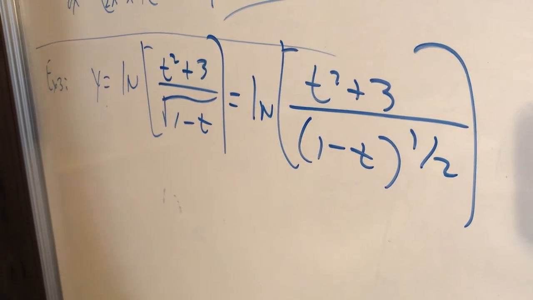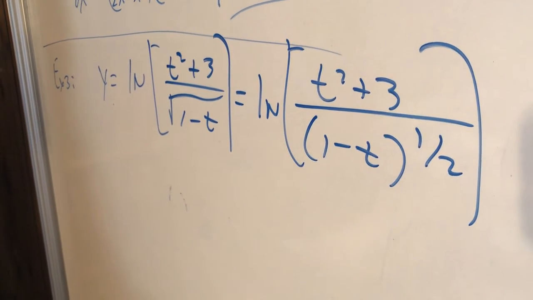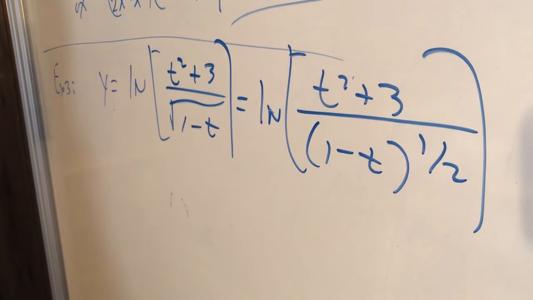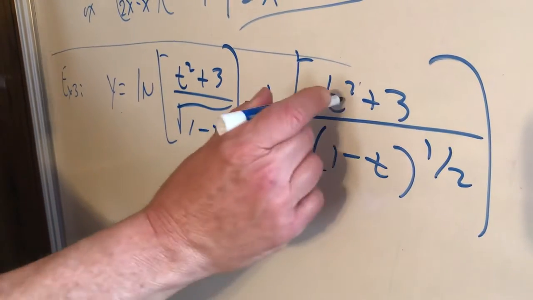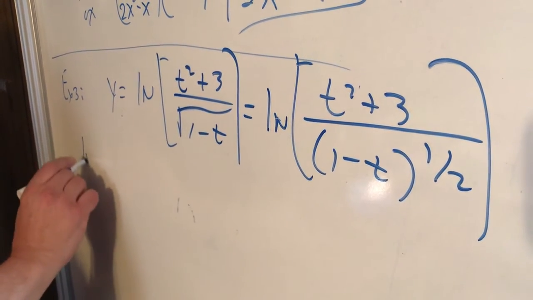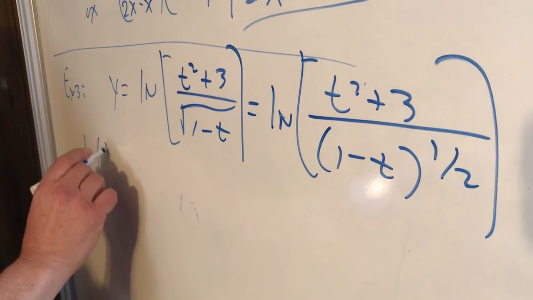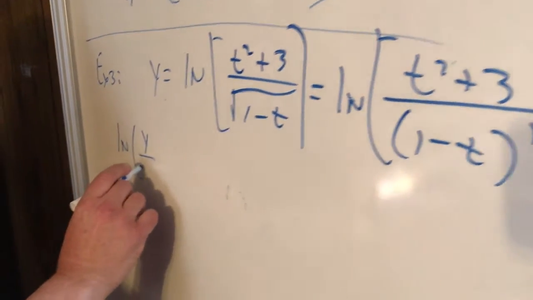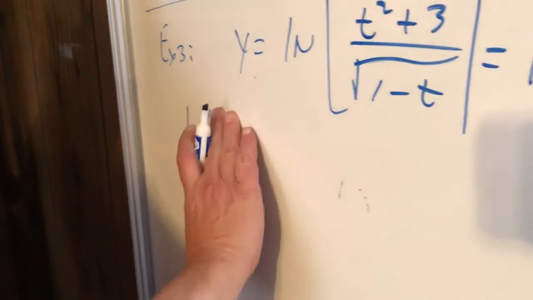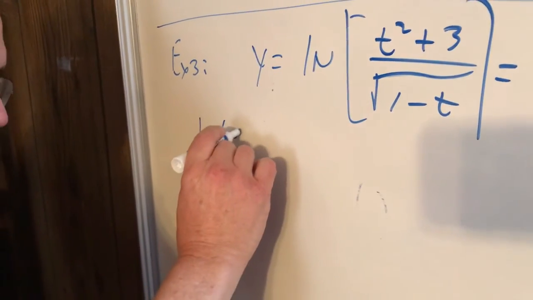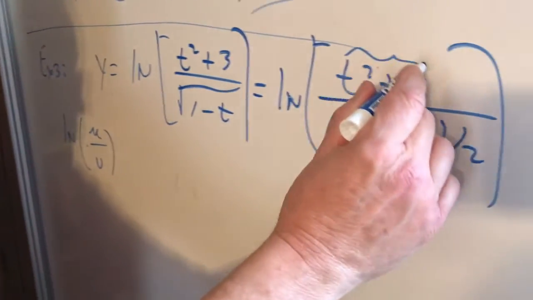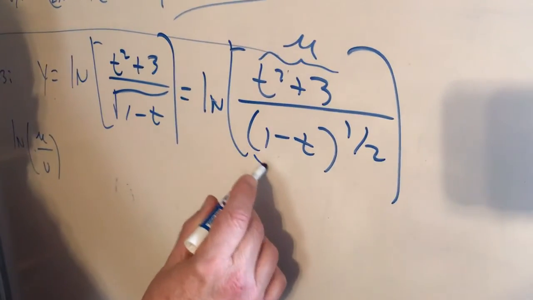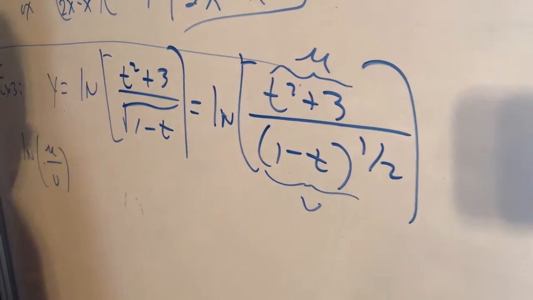You say the quotient rule, but you can't do the quotient rule because this is inside the argument of log. So I would say when you get something like this, this looks a lot like the natural log of u over v. We can call this u, and we can call this v.